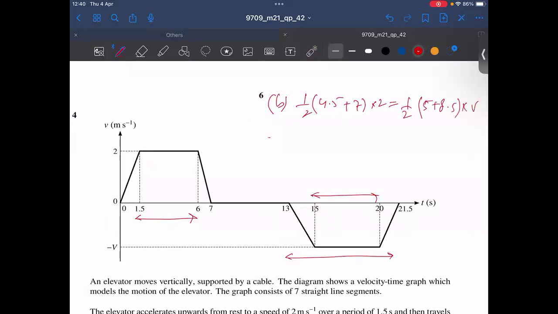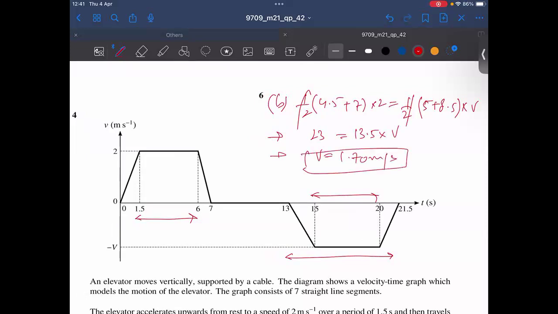Now half and half get cancelled. So we have 11.5 into 2, which is 23, equals 13.5 into V. So V is equal to 23 divided by 13.5, which is 1.7 meters per second.